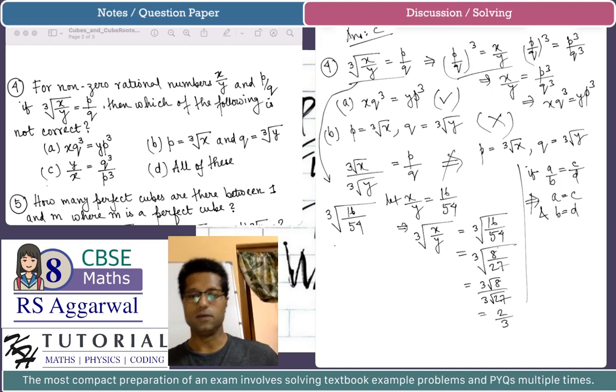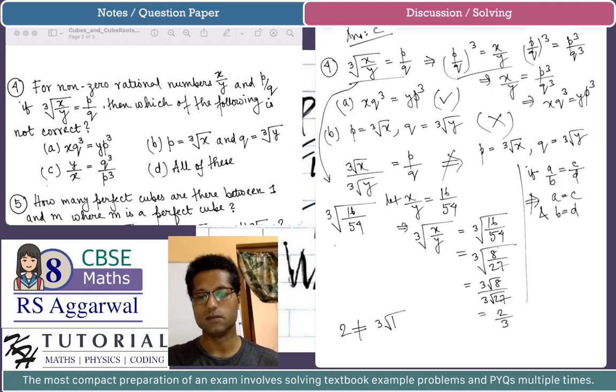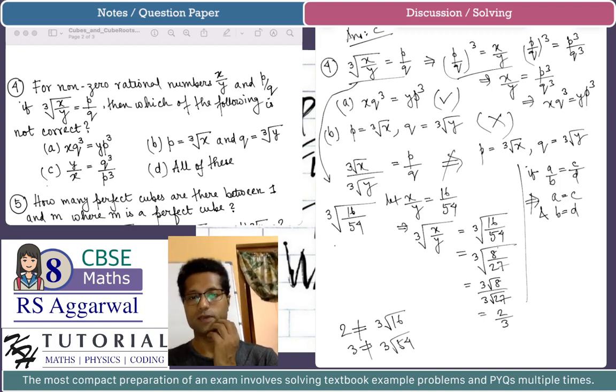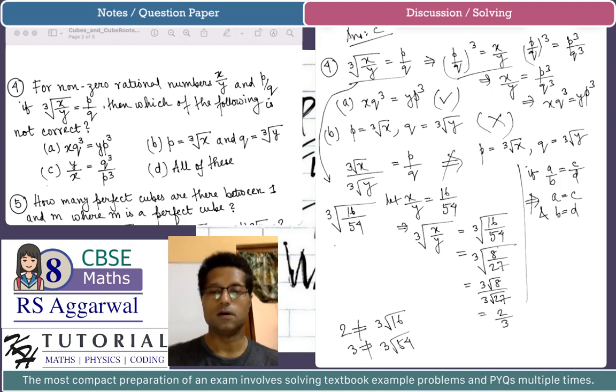So the cube root of 16 by 54 is equal to 2 by 3, whereas you can see that 2 is not equal to the cube root of 16. 16 is not a perfect cube. Also 3 is not equal to the cube root of 54. So that is the reason choice B, where it says p equals cube root of x and q equals cube root of y, is an incorrect statement. Hence the answer is choice B, because that is the incorrect statement.